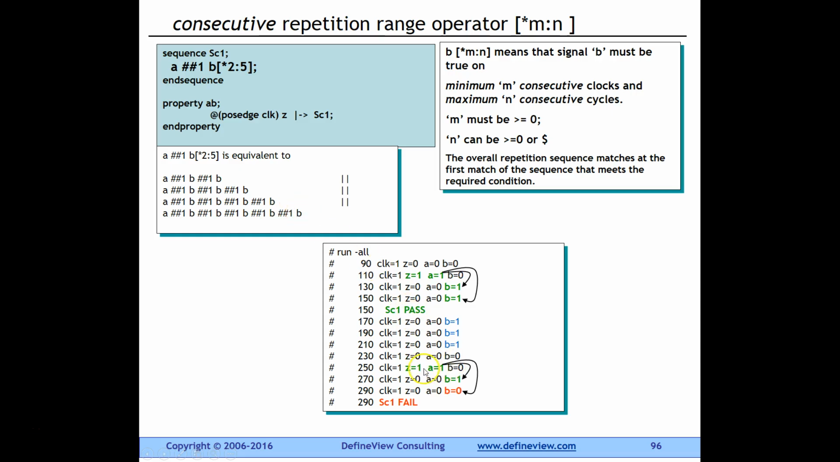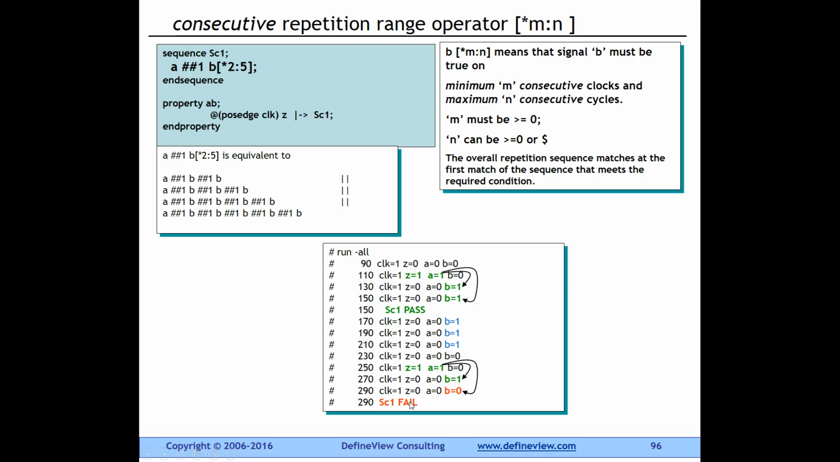In this example, Z is high, overlapping A is high, B is high, the next clock here, A pound 1B, but it does not remain consecutively high for even 2 clocks, and so the property fails.